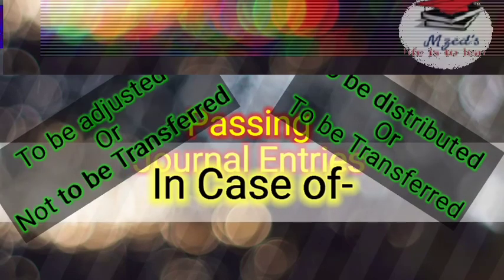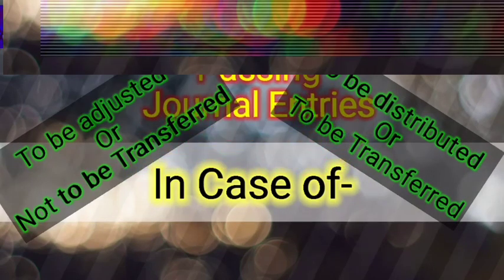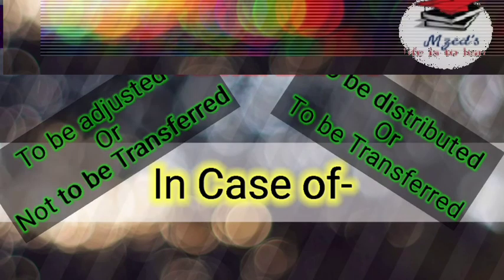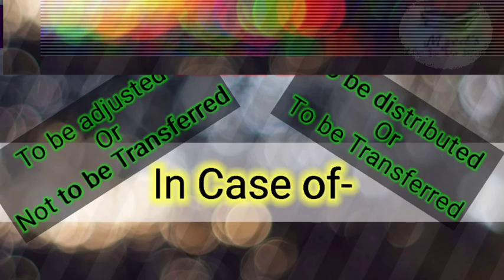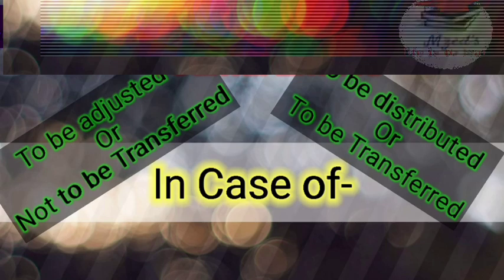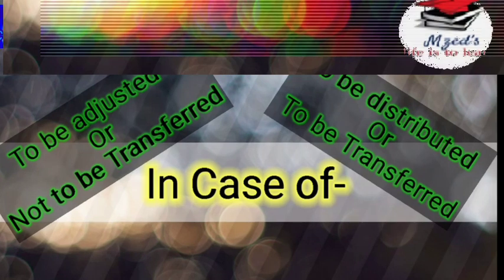Second thing we will have to do, that is passing journal entries in two cases. First one is to be adjusted or not to be transferred. That means when the partners do not want to transfer or they want only to adjust. And second thing is to be distributed or to be transferred or adjusted all the accumulated profits in their old ratio. So these are the two things.